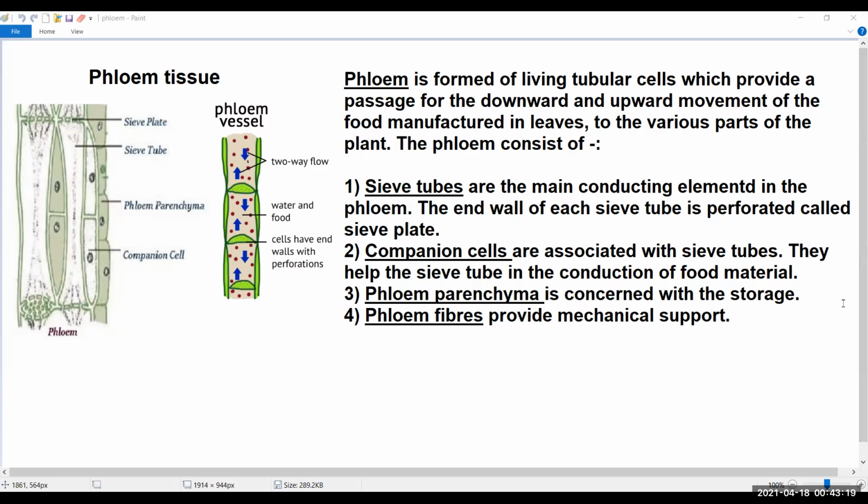Companion cells are associated with the sieve tubes. These cells have dense cytoplasm and prominent nuclei. So you can say these are living cells. The companion cells help the sieve tubes in conduction of food material. The phloem parenchyma is concerned with storage of food, while the phloem fibers provide mechanical support.